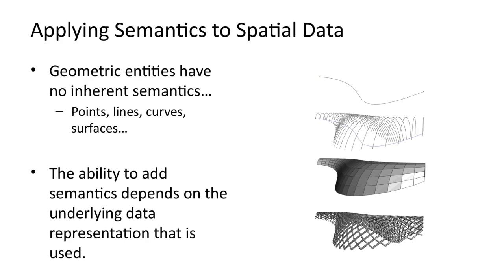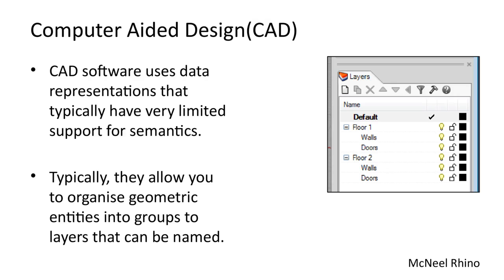Let's have a look at 3 approaches that modeling systems take when it comes to semantics. We refer to them as no-semantics, hard-coded semantics, and user-defined semantics. The no-semantics approach is typical of many CAD systems. Such systems use data representations that typically have very limited support for semantics. In many CAD software applications, the only way of adding semantics is through grouping and layering. Geometric entities can be placed in certain groups or layers. And these groups or layers can then be given names with semantic meaning.